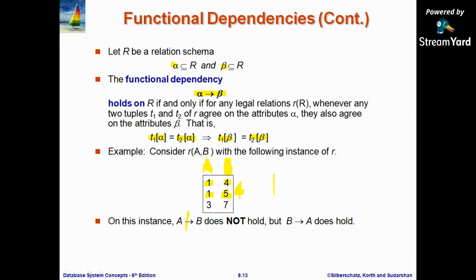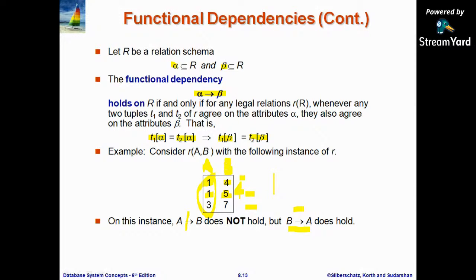In the reverse way, you can also check whether B tends to A holds or not. If all the entries of B are different, then it is fine: if the value of B is 4, it is 1; if it is 7, it is 1. All the values of B are different, so we are not bothered about the A values. Only if they are the same are we bothered. If all the entries are different, we are not bothered, which means B tends to A holds.